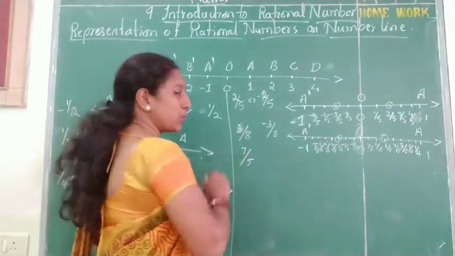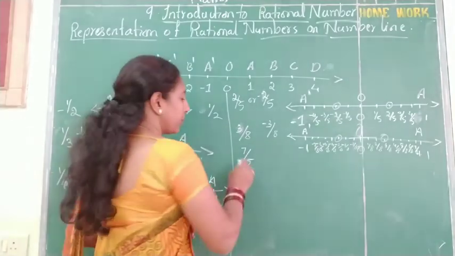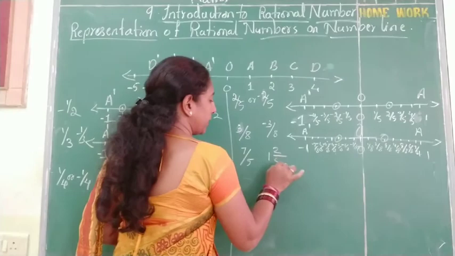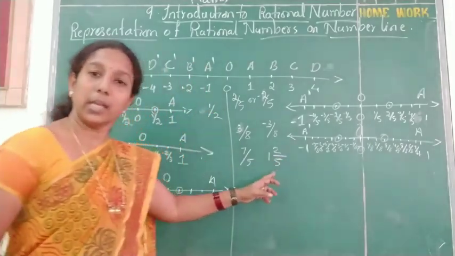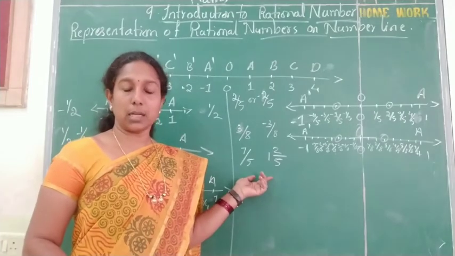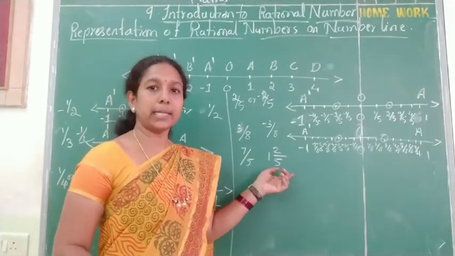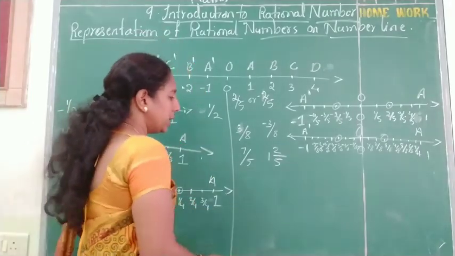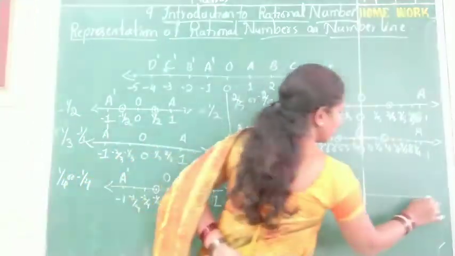Okay, let me write this one in the form of the mixed fraction. So if you divide here, 5 ones are 5, 2 will be there, so 2 by 5. So this is the improper fraction I have written, the given improper rational number that I converted into the mixed rational number. Okay. So now let me draw one more line here to represent.